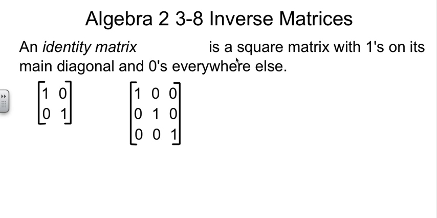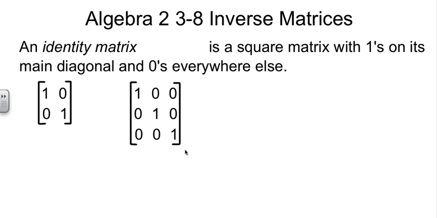An identity matrix is a square matrix, so it's 2 by 2, 3 by 3, 4 by 4, so forth, with ones on what's called the main diagonal, and zeros everywhere else. The main diagonal is starting in the upper left going down to the right. So ones on that diagonal and zeros in all the other spots.